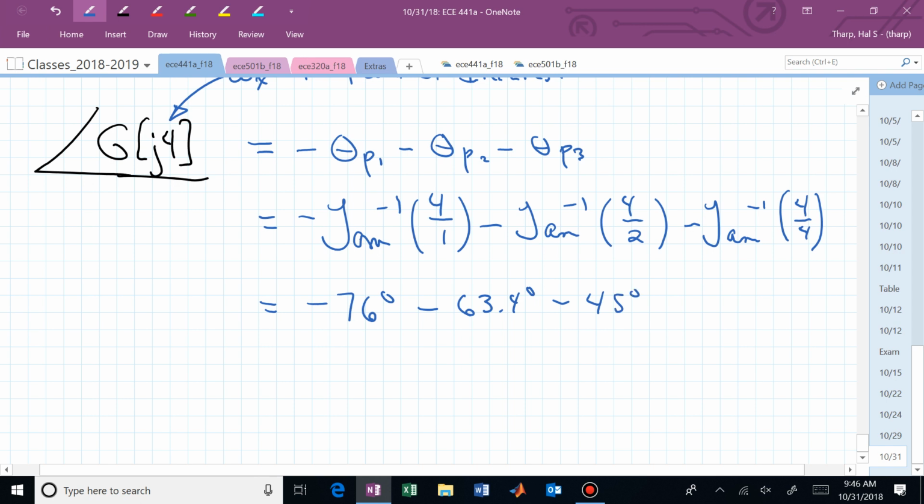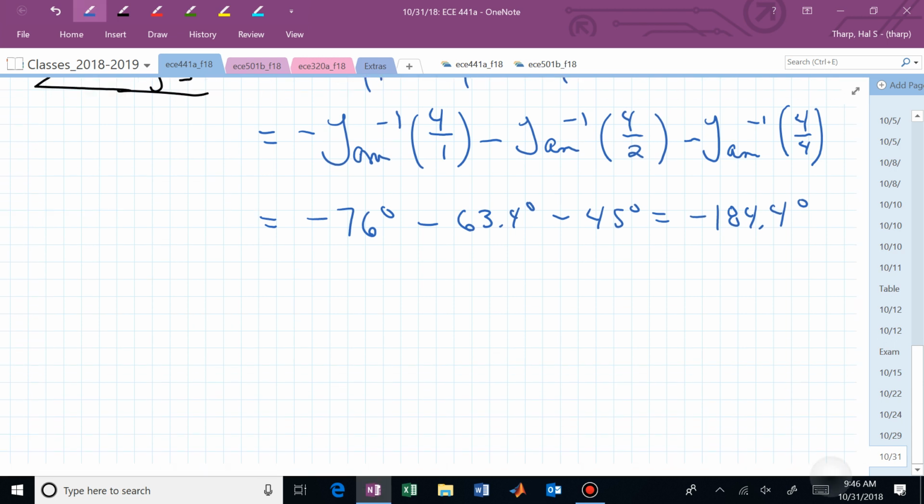So if we add those up, we end up with minus 184.4 degrees. What were we wanting? 180. Boy, we're pretty close. This is a great day, isn't it? So now we have pretty much figured out where that upper branch crosses the imaginary axis. It almost crosses at 4. What do we really want?